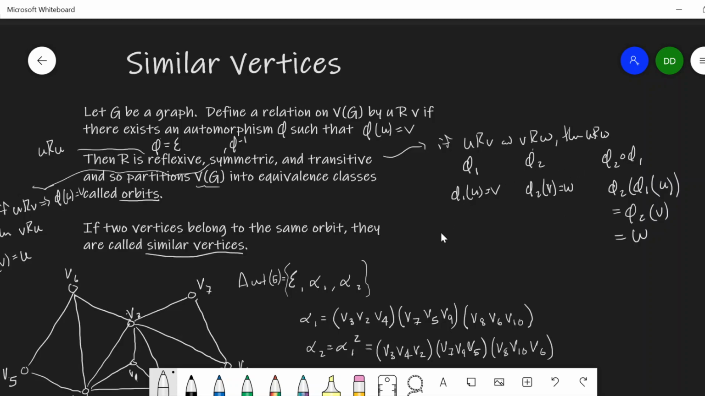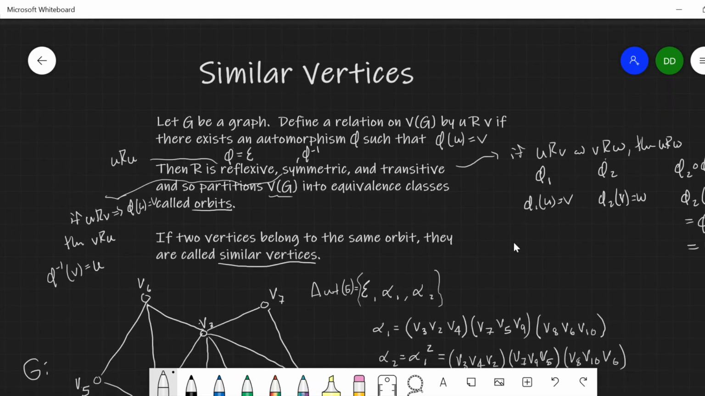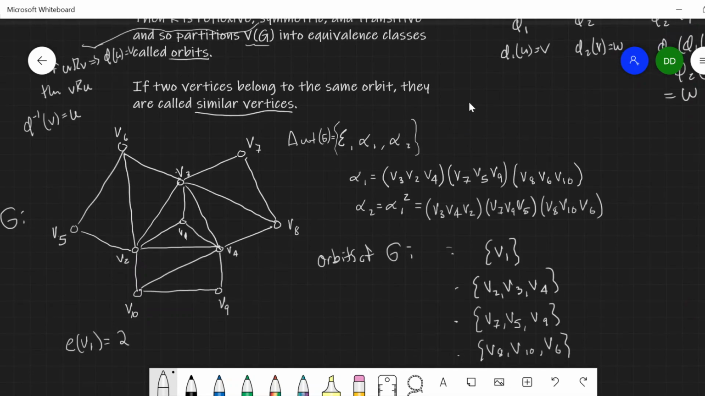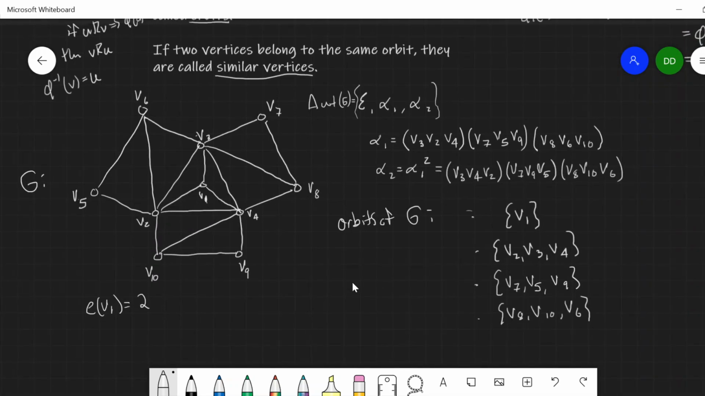So that tells us that this relation is an equivalence relation, and hence it partitions the vertex set into equivalence classes called orbits. Now, any two vertices that are in the same orbit, we call similar vertices. All right, well, let's illustrate this with an example because it'll be a little bit easier.